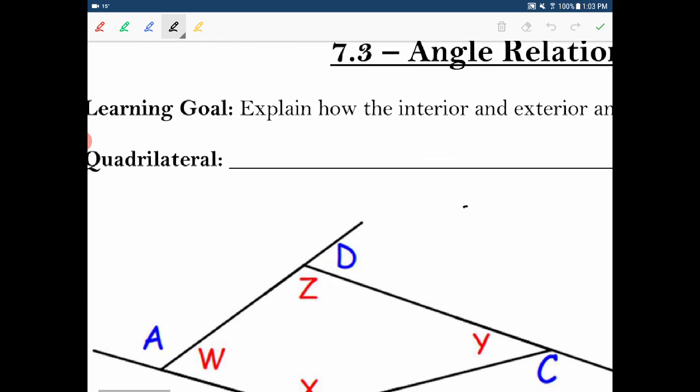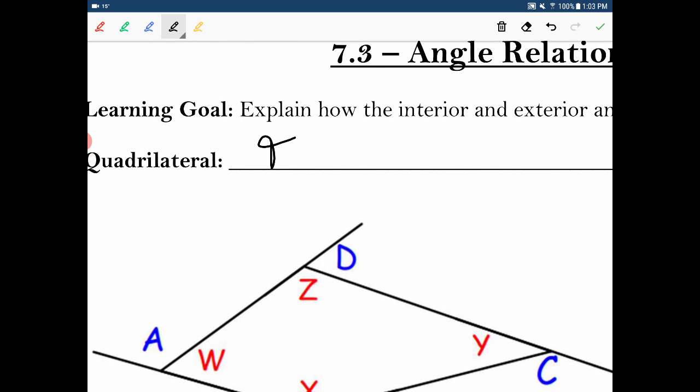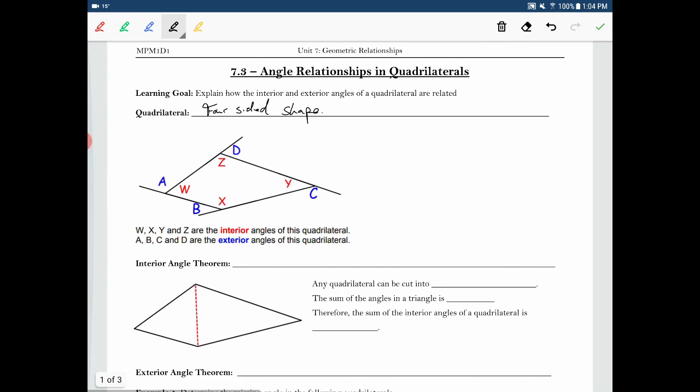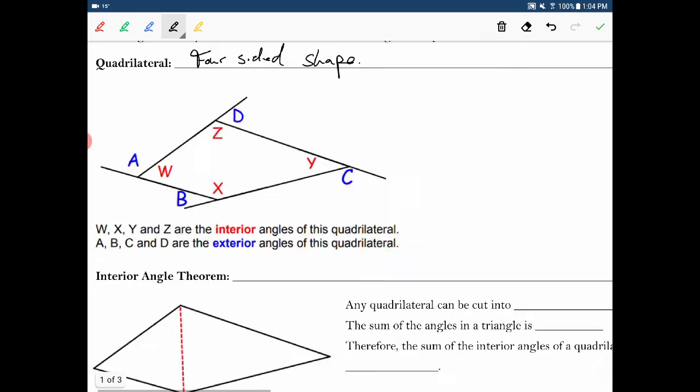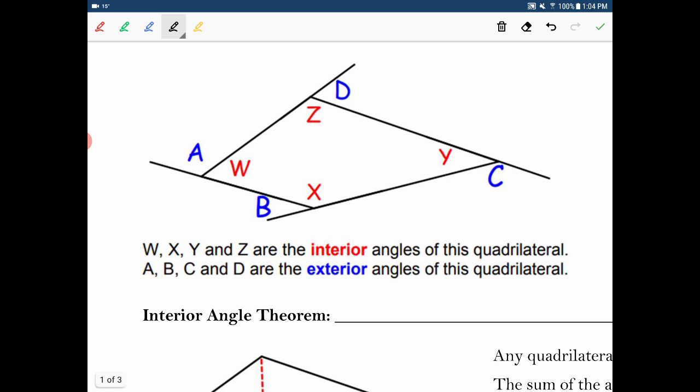First of all, a quadrilateral is just a four-sided shape. We have this diagram of our quadrilateral where we've extended each side a little bit to create these angles W, X, Y, and Z, as well as A, B, C, D. The interior angles are the ones inside, and the exterior angles are the ones outside.